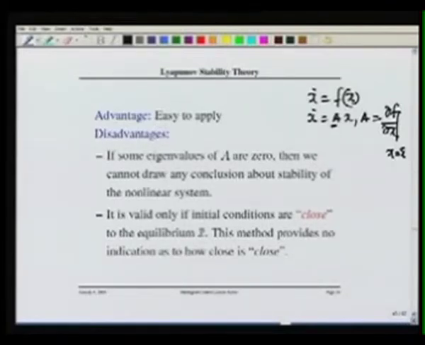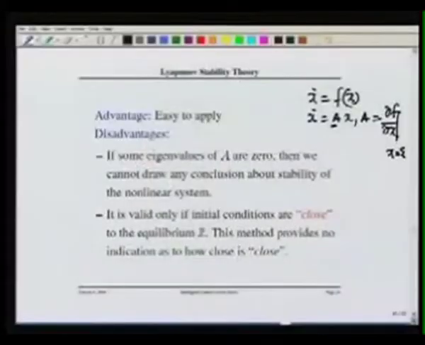But the problem here is that if any of these eigenvalues have 0 real part, or some of the eigenvalues are imaginary values, then we cannot conclude that the system is locally stable. So, if some eigenvalues of A are 0, then we cannot draw any conclusion about the stability of the nonlinear system.